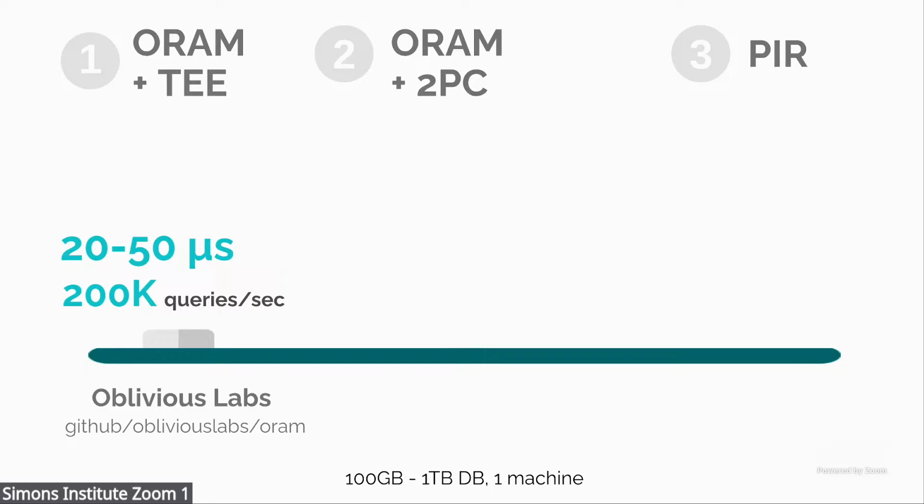This number means you don't need parallelism to get this performance. And if you have a lot of queries coming in batch, we can get the throughput to 200K queries per second on a single machine. And if you have more queries, ORAM is easily parallelizable. You can easily just introduce multiple machines and parallelize the requests.